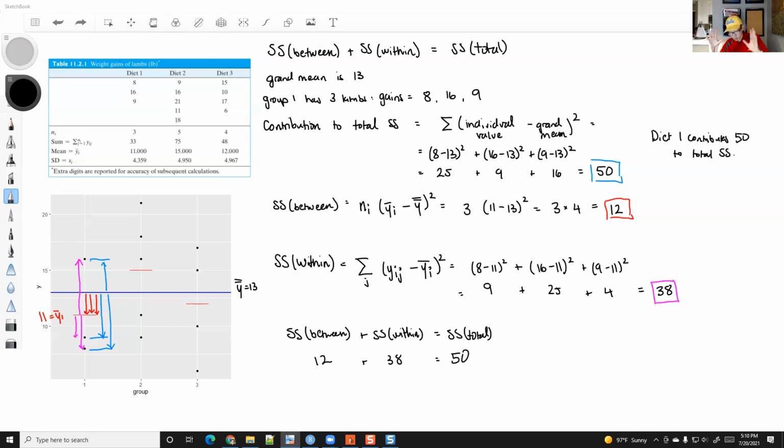So again, what we're trying to do, and we have successfully done for this first group here, is an analysis of the variance.